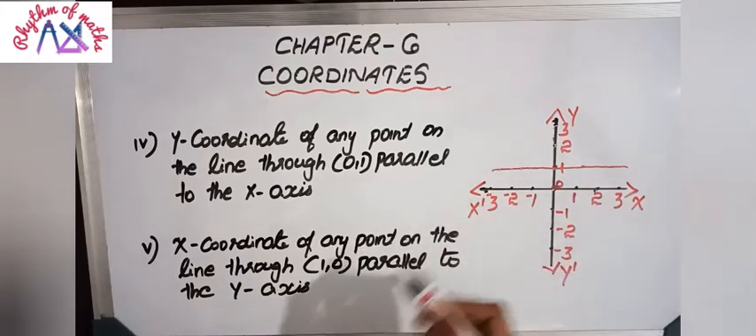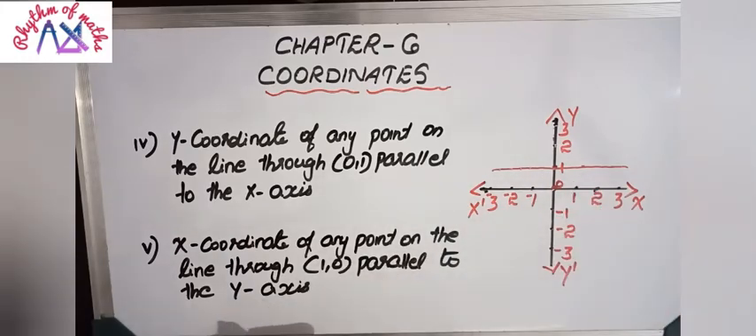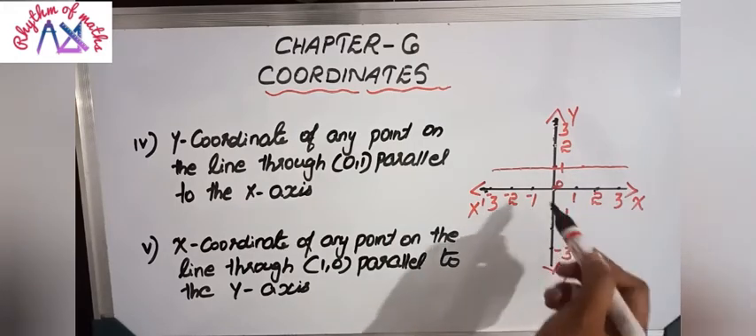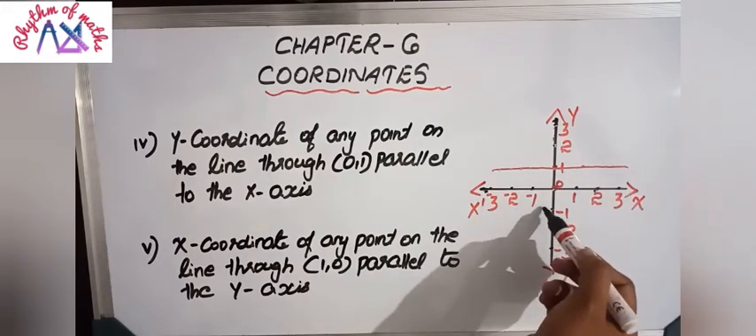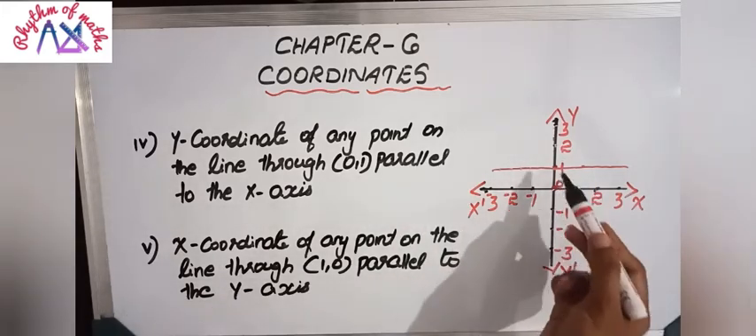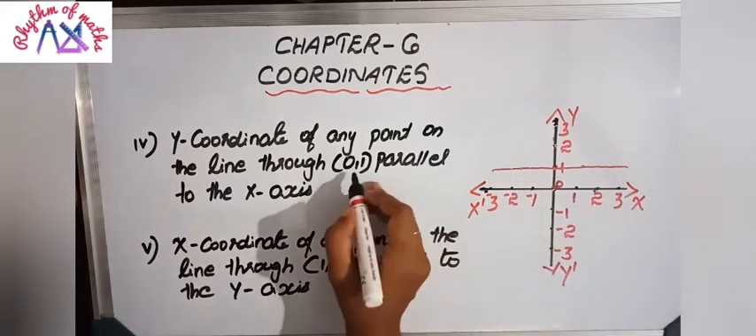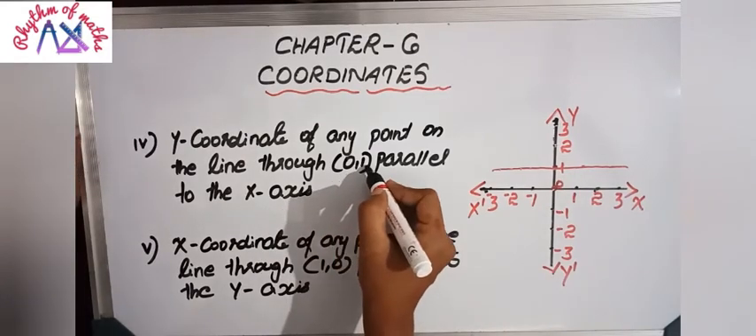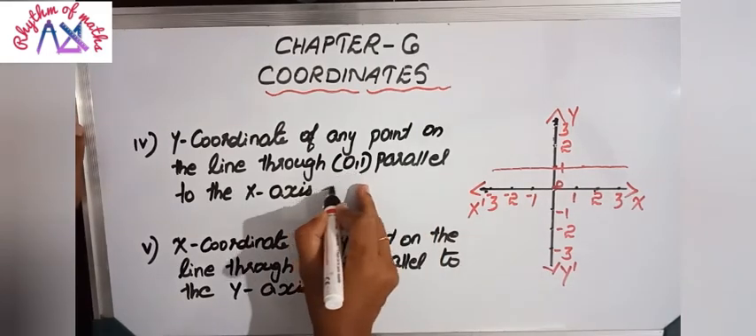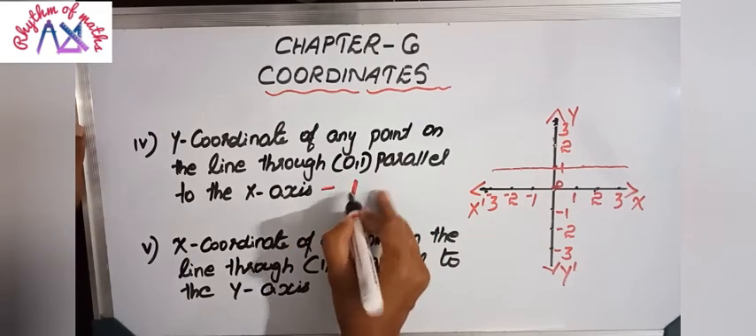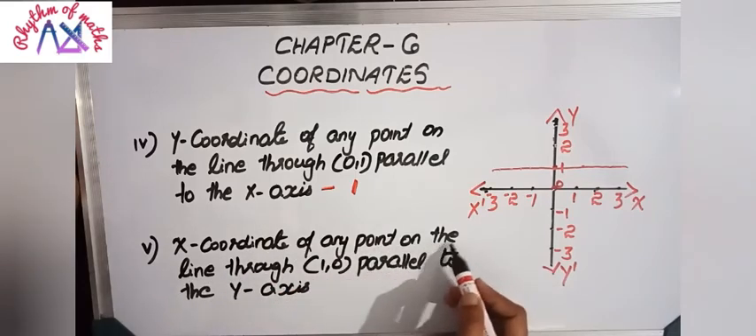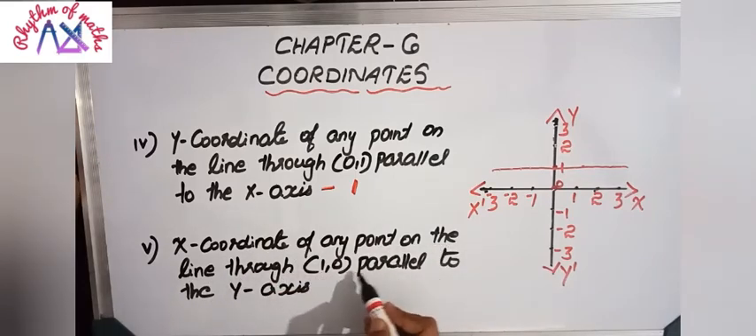I told you, parallel to the x-axis means which coordinate will be the same? The y coordinate will be the same. So here, through (0, 1), the y coordinate is 1. For all the points, 1 will be the y coordinate. So the answer is 1.